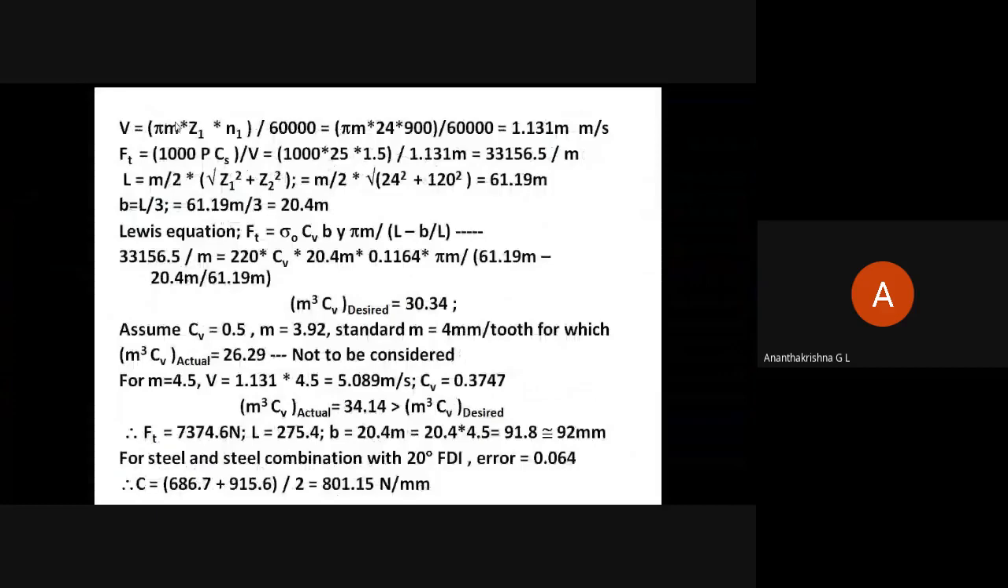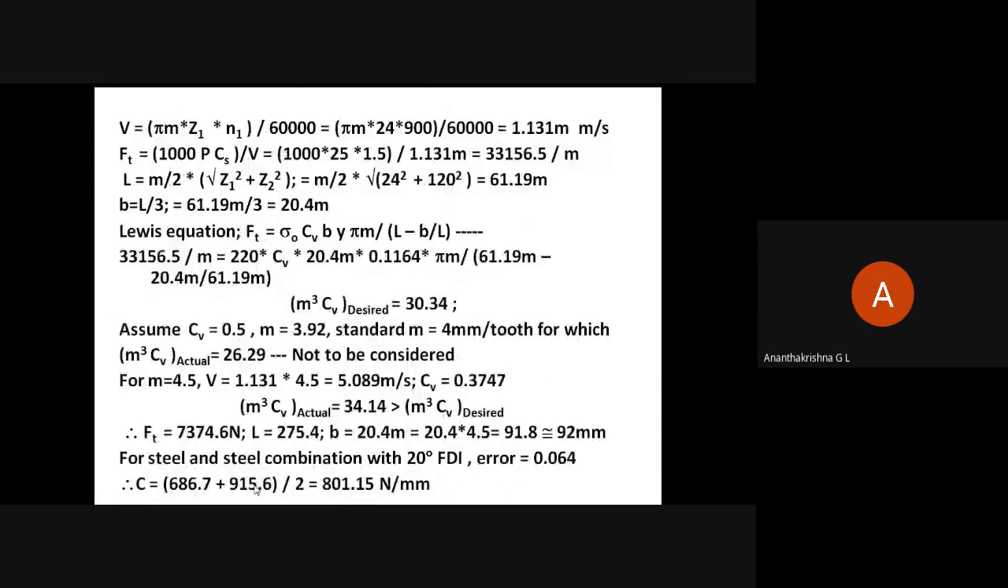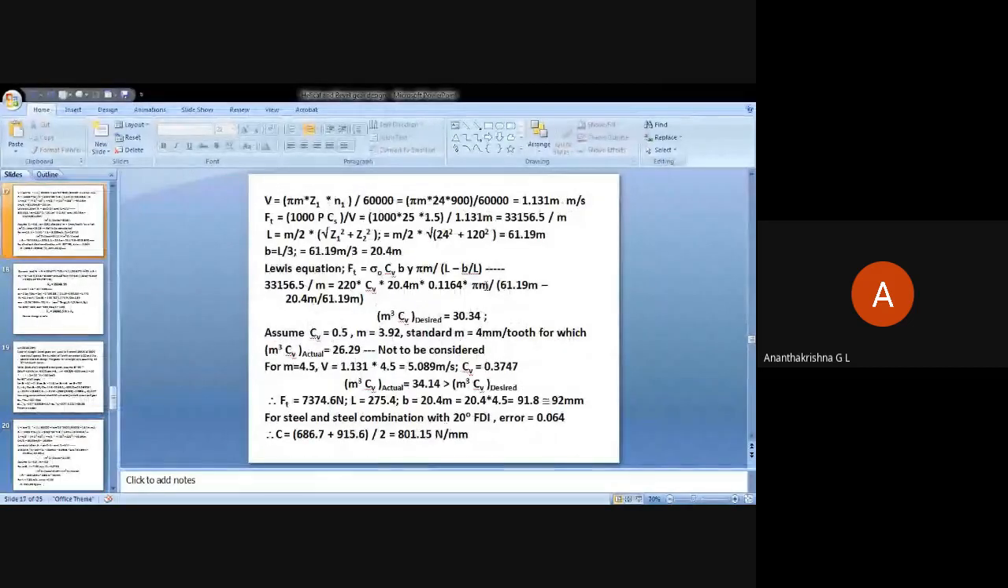So calculate V. Which is the weaker of the gear pair for your calculation? Pinion. What were the values here? 25.6 and 25.75, no? Yes, sir. Then continue with the surface velocity, tangential tooth load, then L. B is L by 3, okay? That will give you 20.4 m. Substitute in the Lewis equation.